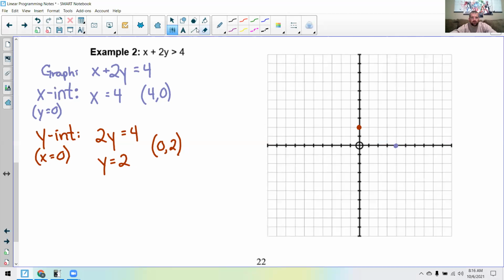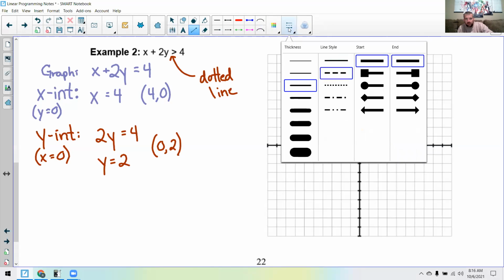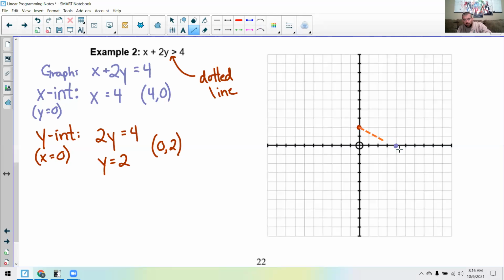Now I can connect my two intercepts with a, since this is strictly greater than, this is going to result in a dotted line, because points on the line no longer work. I'll show you in just a second once I graph it. So I'm just going to do a dotted line. I can just make mine dotted, which is very nice. All right. And like that.